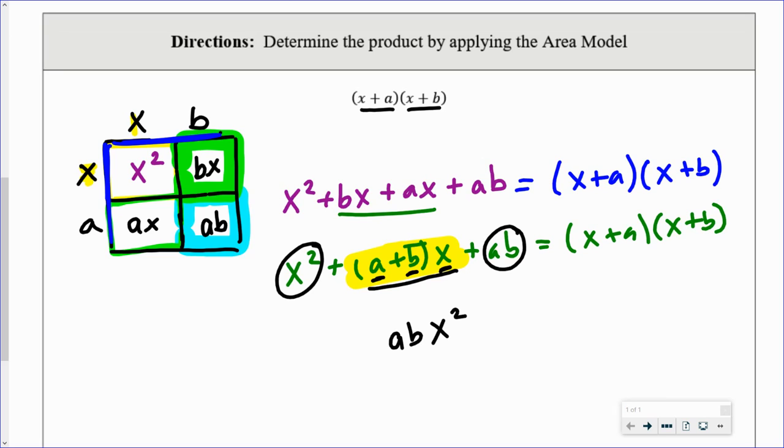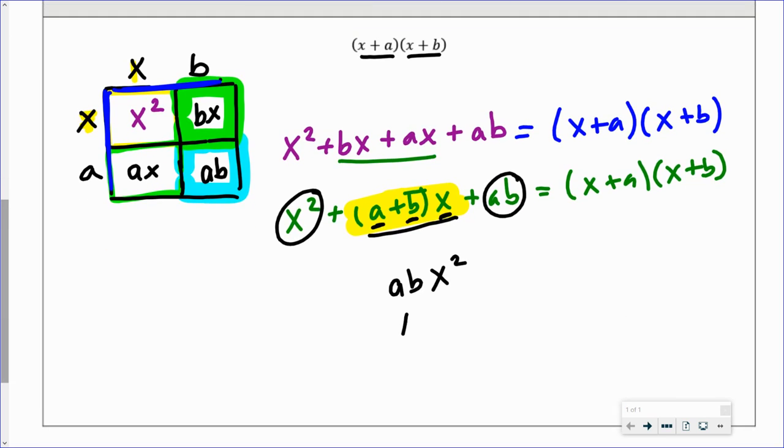And those factors are ax and bx. So if I multiply ax times bx, I get abx squared. If I add ax plus bx, I get this middle term. And this is the key to being able to factor a quadratic trinomial using the area model.